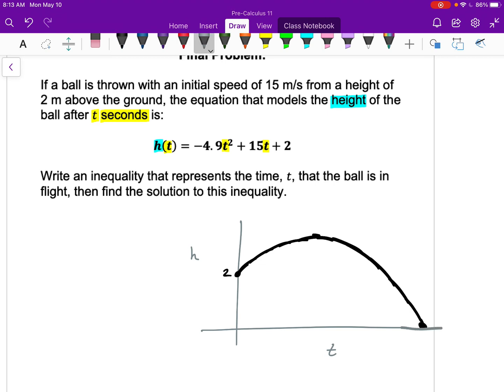After that, I don't know what happened. I can't use a model to predict what happens. Does it bounce? I don't know. Does someone catch it? I don't know. But that's the sort of model there. I could continue this parabola, but it's just this interval here that represents where it was above the ground. All right. So how do I express that as an inequality?